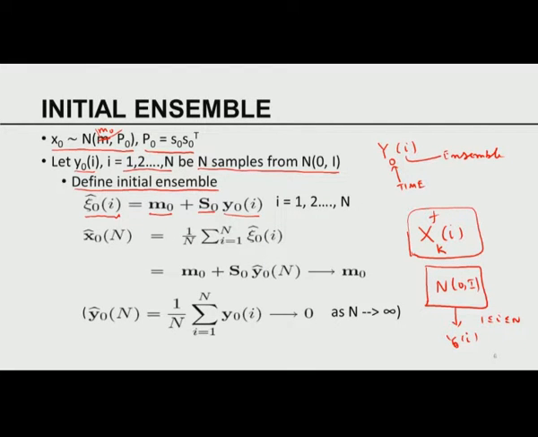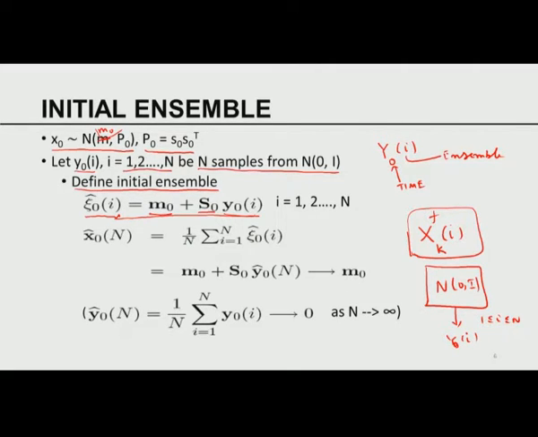S naught is the Cholesky factor of P naught, y naught i is the ith member of the ensemble from the standard normal, m naught is the mean. So I have now created N samples. Now look at this. It could be very expensive to create the samples because I am going to be dealing with a million dimensional system perhaps.